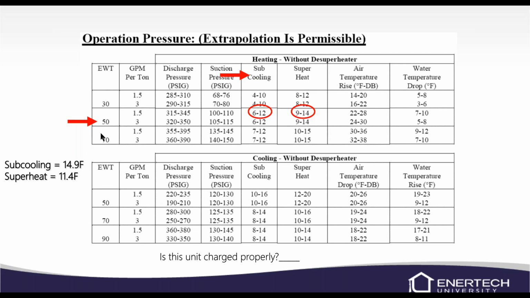So is the unit charged properly? No. Normally, your subcooling is going to be a lot higher than this, maybe 20, 25 degrees, and your superheat would be normal. But this would show, if we look in the IOM, it would tell us if we have high subcooling and normal superheat, that more than likely we're overcharged.